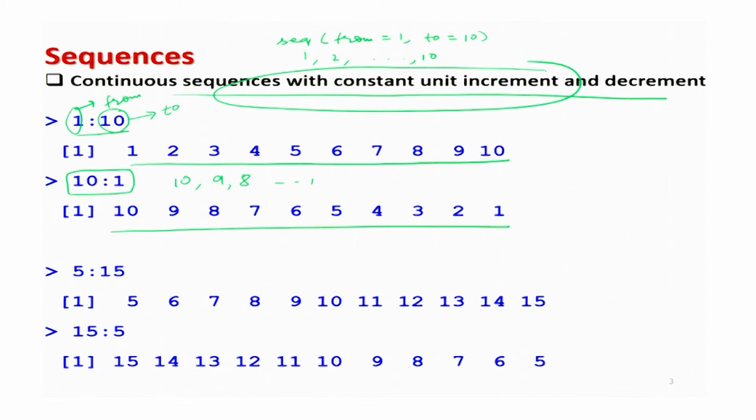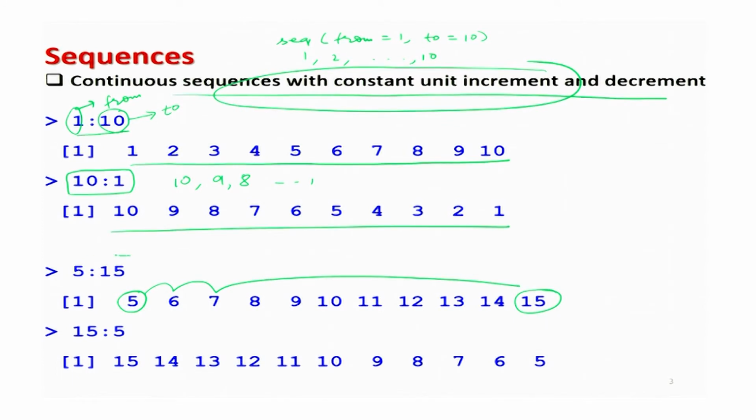Similarly, let me take one more example to show you that this from and to cannot only begin with 1 or some other fixed value, or end only at 1. You can choose any value actually. Suppose I want to create a sequence which begins at 5 and ends at 15. The sequence will be like 5, 6, 7 up to 15.